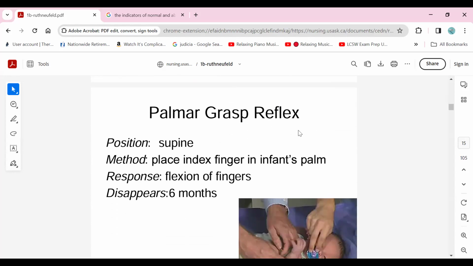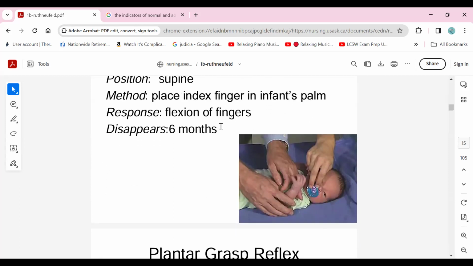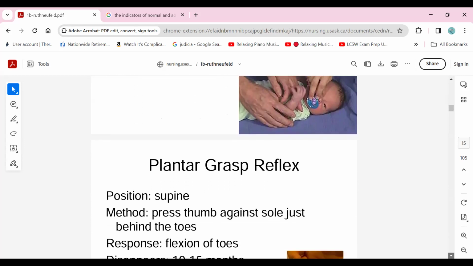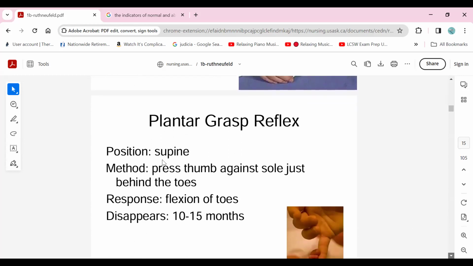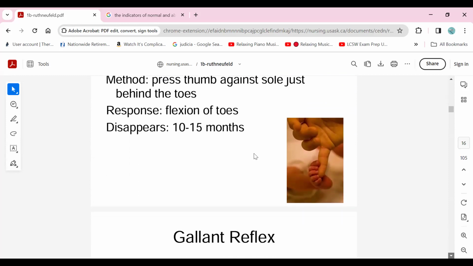Palmar grasp reflex. Position: supine. Method: place index finger in an infant's palm. Response: flexion of fingers. Disappears at 6 months. Plantar grasp reflex. Position: supine. Method: press thumb against the sole just behind the toes. Response: flexion of toes. Disappears at 10 to 15 months.